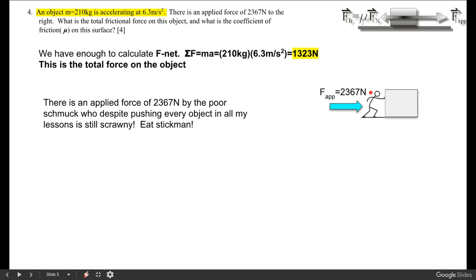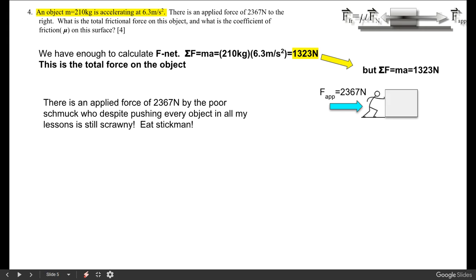Now there's an applied force of 2,367 newtons. This is that poor schmuck. Every one of my diagrams, this poor little stick man gets stuck pushing. It's like, and he's still scrawny. Come on, stick man, eat some more. Stick man, little skinny stick man.